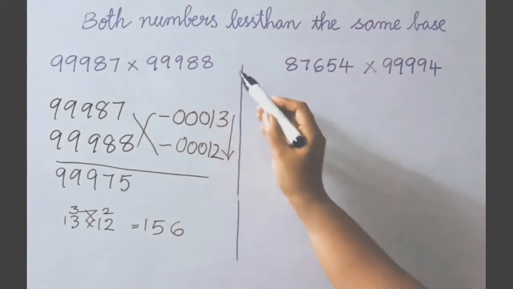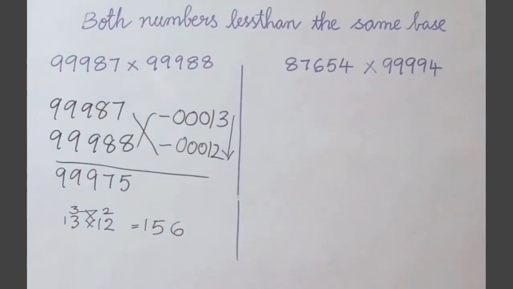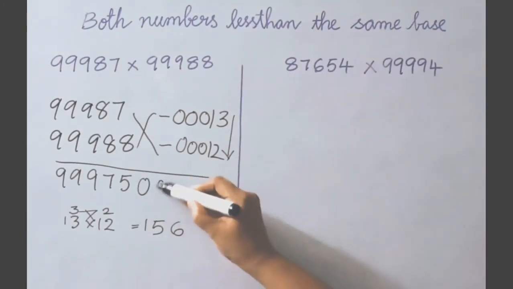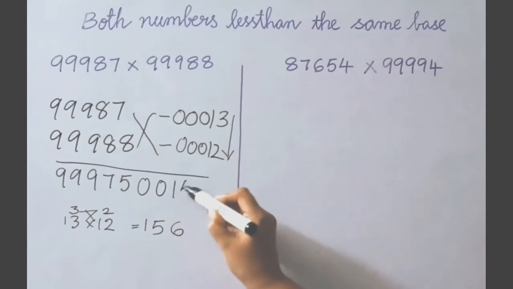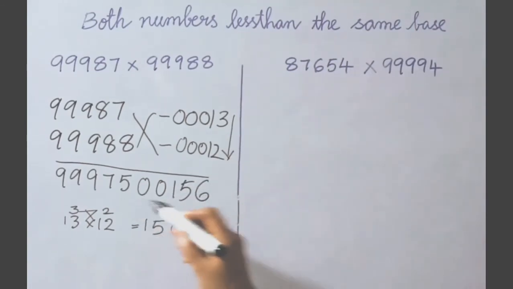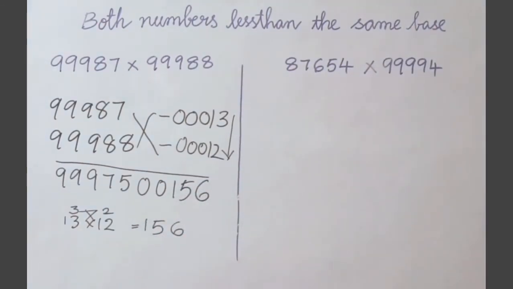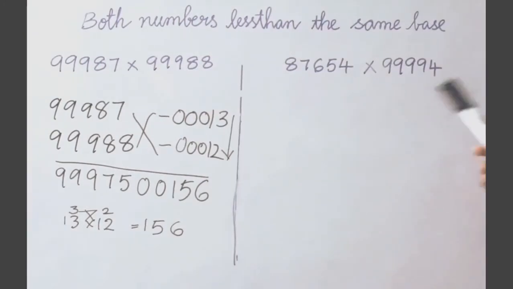Here it is a 5-digit number, so 5-digit value is allowed. So place 2 zeros before and write this answer. So this is the final answer for our given multiplication. Let us do another 5-digit number multiplication.